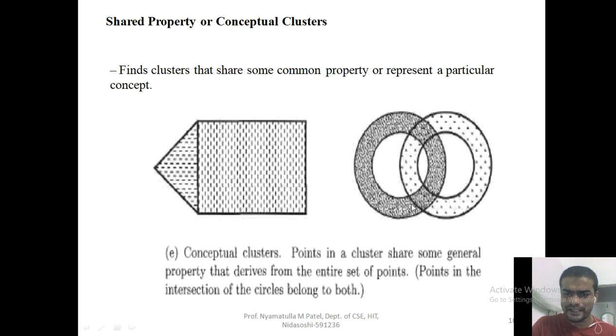So, even though the points in this cluster are different from this cluster, some points in this cluster and some points of this cluster share a common property. So, points in a cluster share some general property that derives from the entire set of the points.